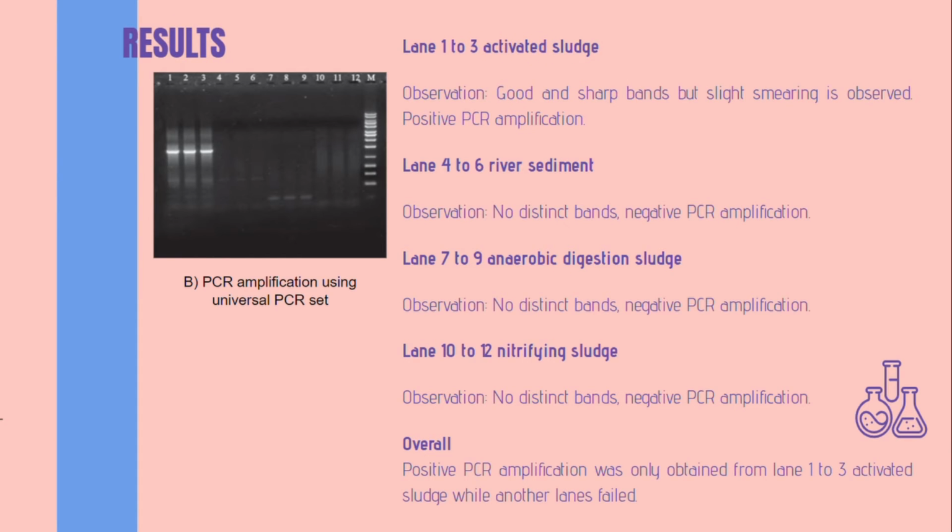Next, the result for PCR amplification by using universal PCR gel. At lanes 1 to 3, we can see that the DNA band looks good and sharp but slightly smearing, so the PCR amplification result is positive. While for lanes 4 to 12, no distinct DNA bands were produced. Thus, the PCR amplification result is negative. Overall, what we can conclude for the result is that positive PCR amplification was only obtained for lanes 1 to 3, activated sludge, while the other lanes failed.